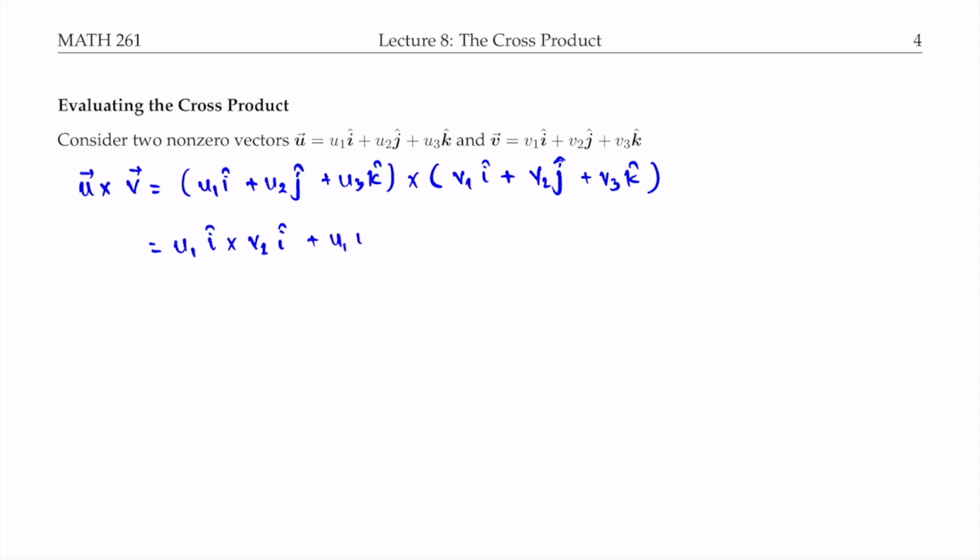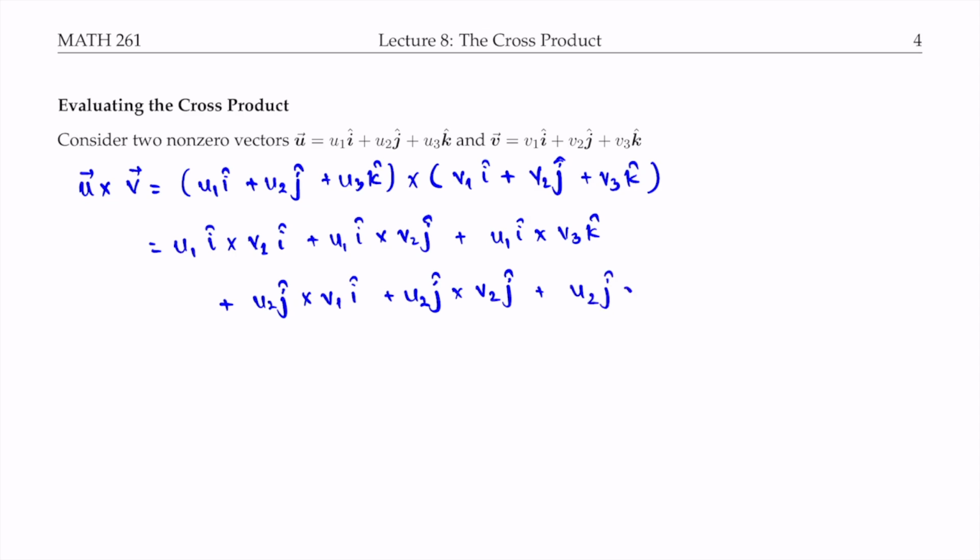and so on and so forth. So u1 i crosses with v2 j plus u1 i crosses with v3 k, then u2 j crosses with v1 i plus u2 j crosses with v2 j plus u2 j crosses with v3 k, added with u3 k crosses with v1 i plus u3 k crosses with v2 j plus u3 k crosses with v3 k.